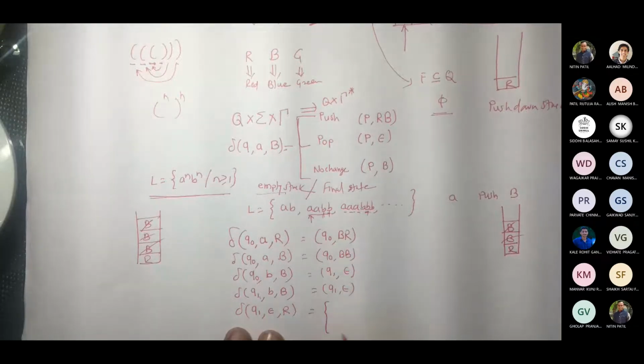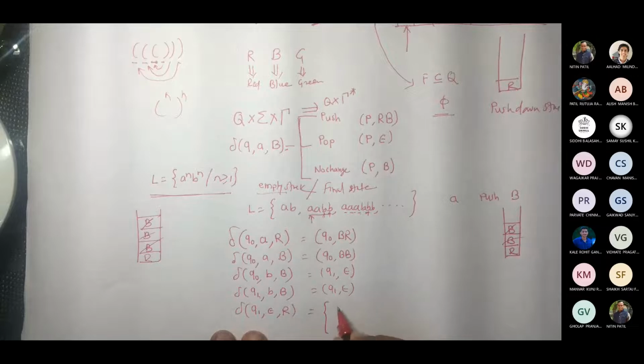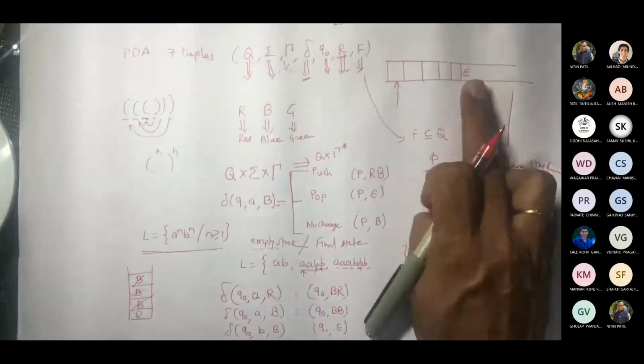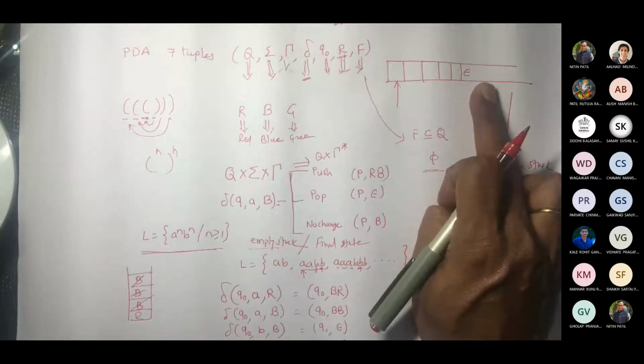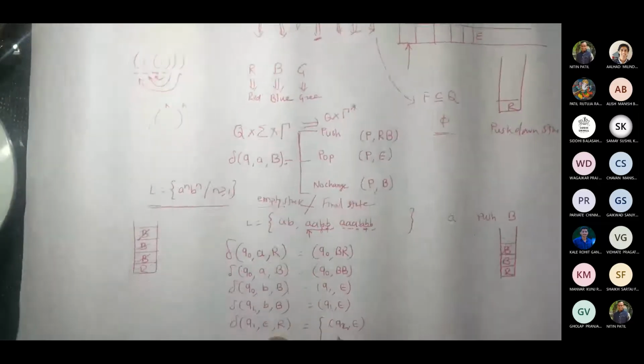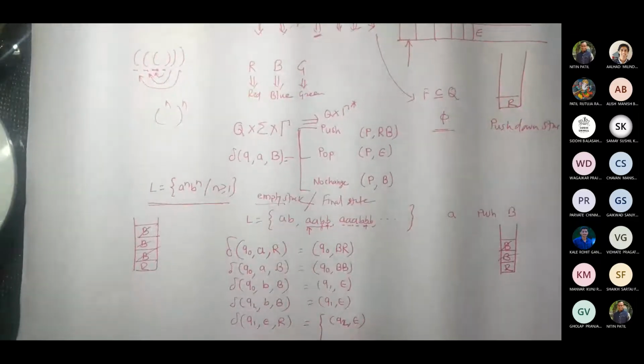So I write this way. If you are accepting with empty stack, you write like this: Q1 epsilon, because you have to empty the stack. As I said, on every pop you should change the state, because you don't know after this epsilon if again A occurs or B occurs, then it will try to work out with this Q1 epsilon R. Correct. But that's why it is better to write this Q2 epsilon.